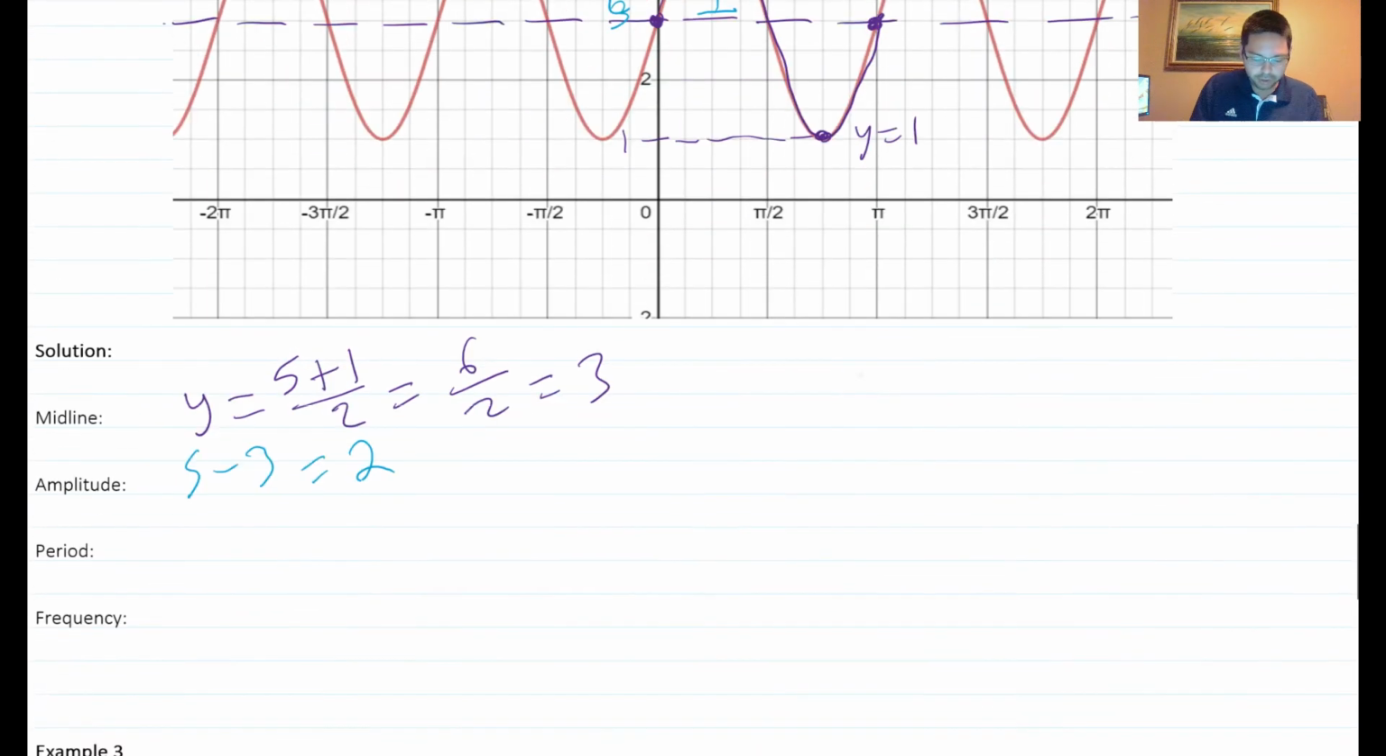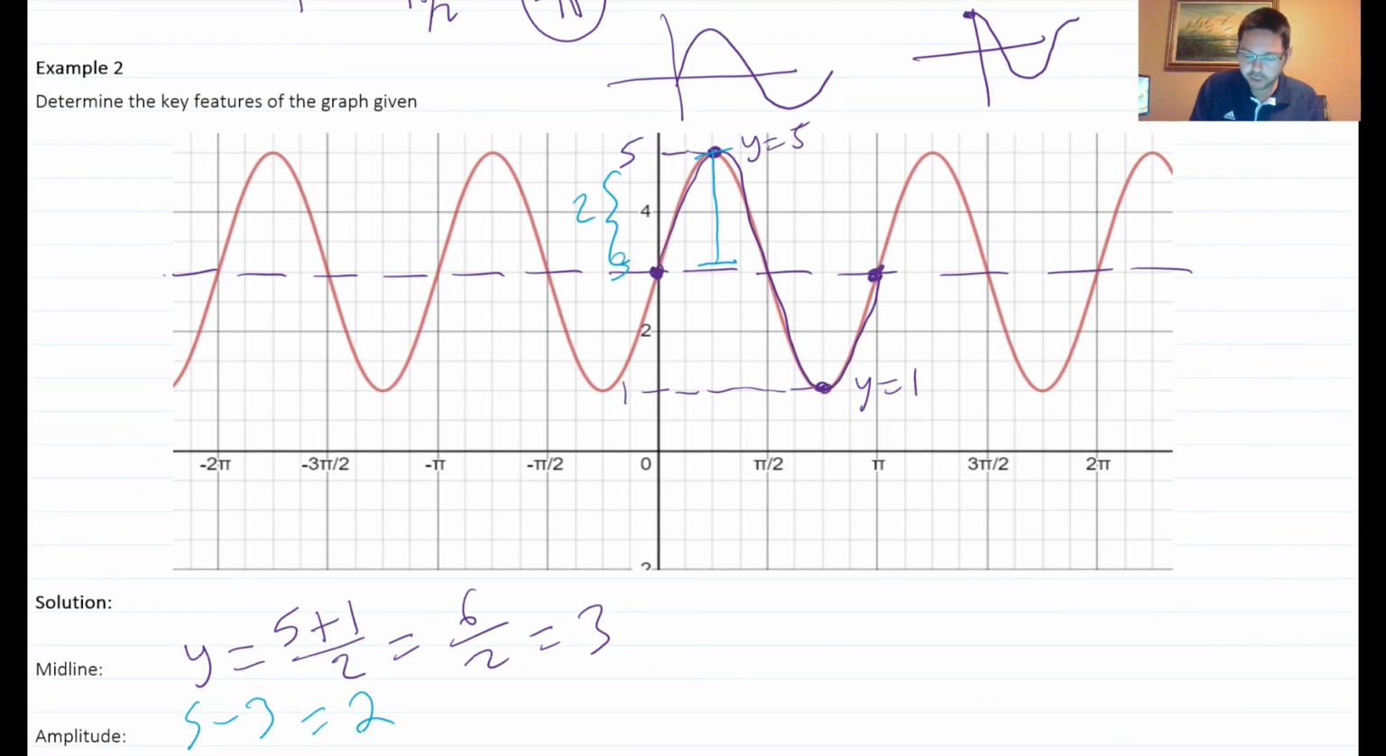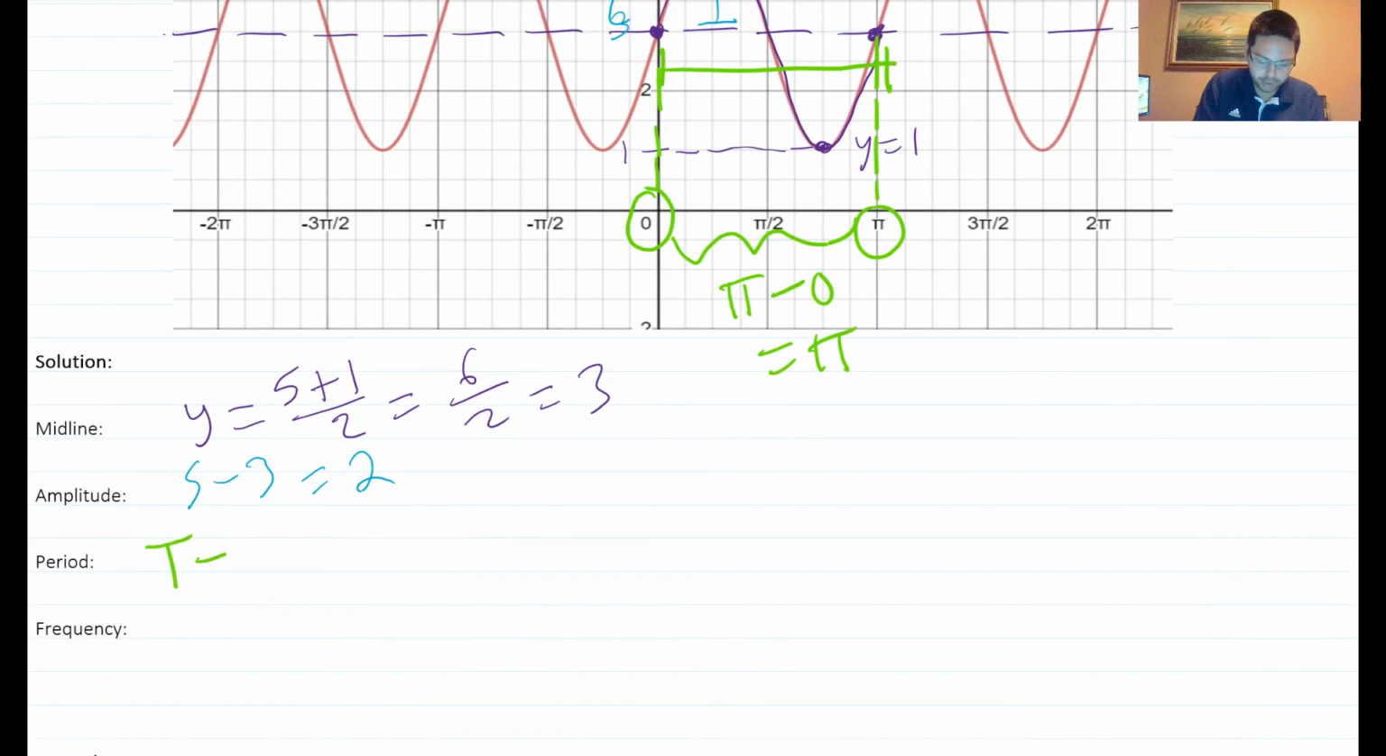All right, and then my period is where we have 1 unit of repetition. So 1 unit of repetition is from there to there, right? So the x-coordinate for there is pi. The x-coordinate for there is 0. So we have to do pi minus 0, which is pi. So my period is pi. So that's my capital T. And then my frequency, you just got to flip it. So f equals 1 over T. So it's just 1 over pi. All right, and those are my key features. That's all we got to do.